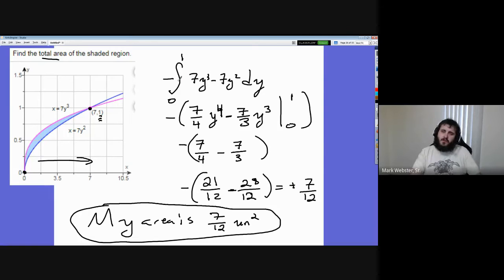But don't overthink these. Even if you do the wrong one in front and the wrong one in back, as long as you recognize I got a negative number, it should be positive. I just flipped the terms. So let me make it positive, and then you're fine.